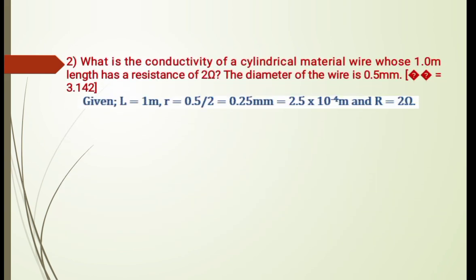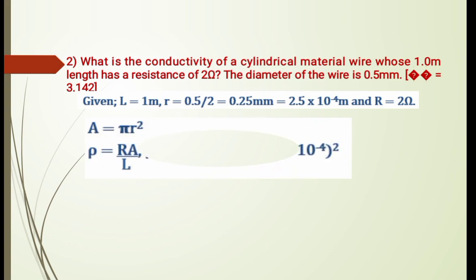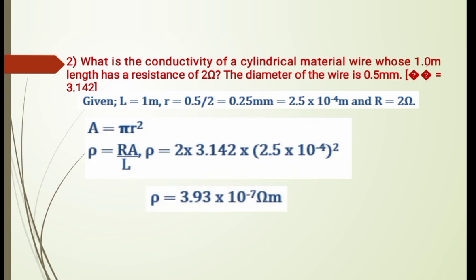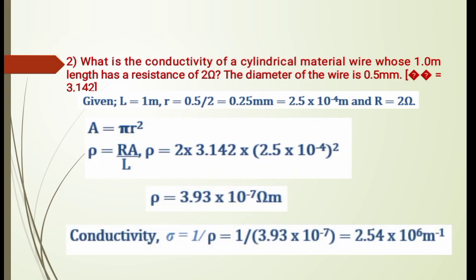Now in this example 2, the question says, what is the conductivity of a cylindrical material wire with a length of 1 meter having a resistance of 2 ohm, and the diameter of this cylindrical material wire is given as 0.5 millimeter.